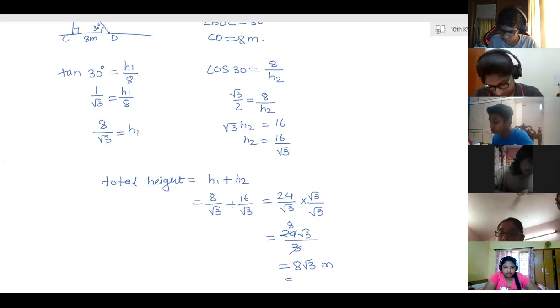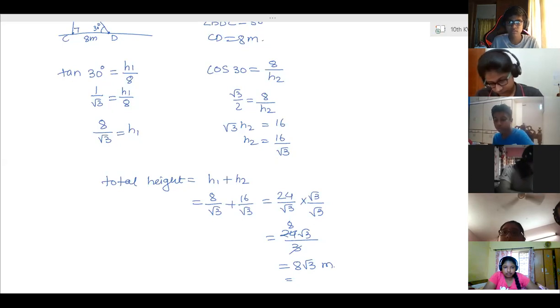Till question number 5, a single triangle is there. From 6 onwards, you have two triangles.